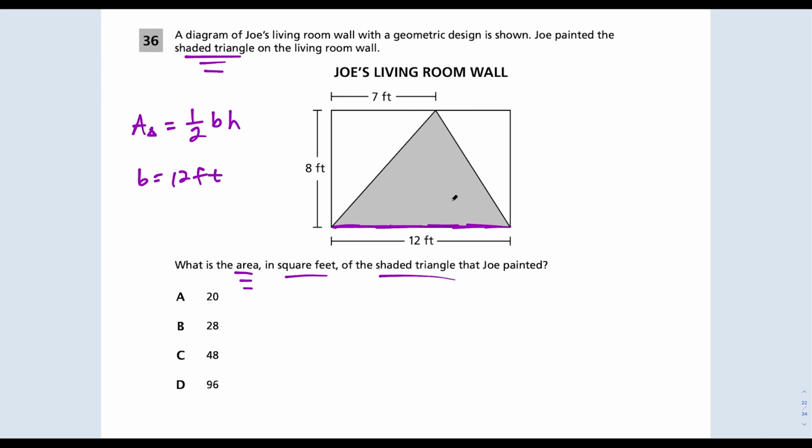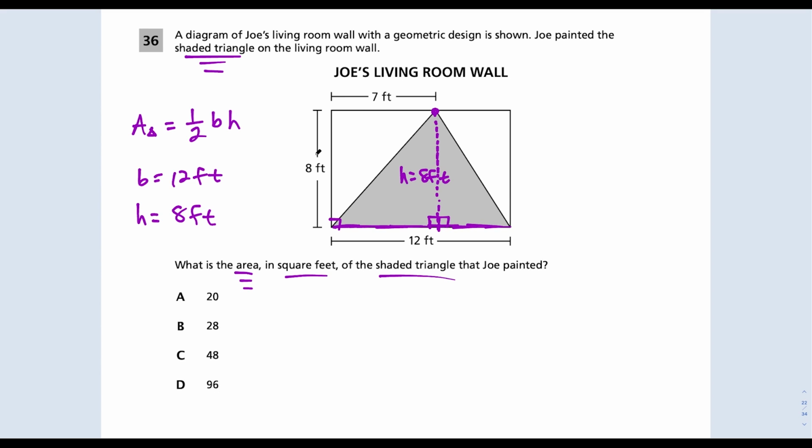Now, the height is the distance from this point to the base, but remember, the line that I draw has to be 90 degrees to the base like this. So this has to be a 90-degree angle like this. But let's be mindful that this is Joe's living room wall, and it's a nice rectangle here. So the height of the triangle is going to be equal to the height of the wall, because notice that these lines are the same length. So I could say that the height here of the triangle is going to be 8 feet. Okay, so that is the height of the triangle, 8 feet.